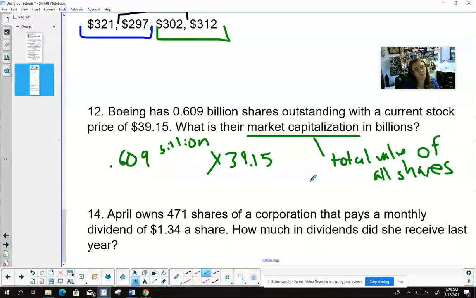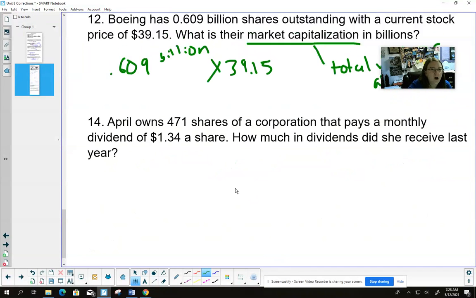All you had to do is multiply those 2 numbers. And again, 0.609 is what you should have plugged into the calculator, with the understanding that your answer is going to be billions. That would be the value of all of the shares. How many shares we have times the price per share.